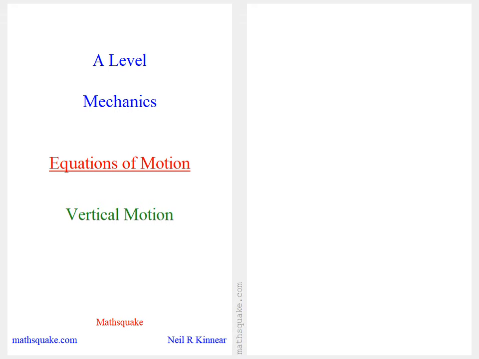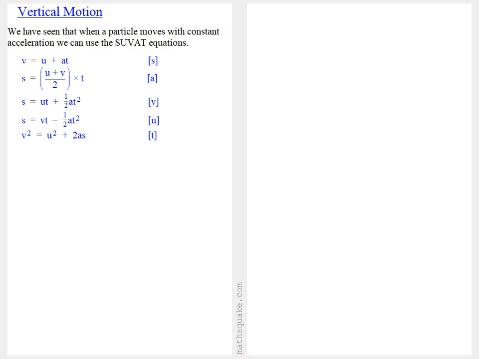A-level mechanics, equations of motion, vertical motion. We'll consider the vertical motion of a particle when moving freely under gravity. Now we've seen that when a particle moves with constant acceleration, we can use the SUVAT equations. We've seen them before, and they tell us about the motion of a particle when moving under constant acceleration.